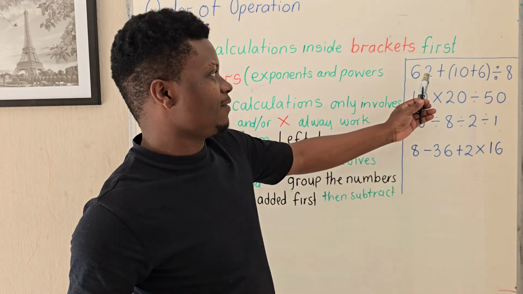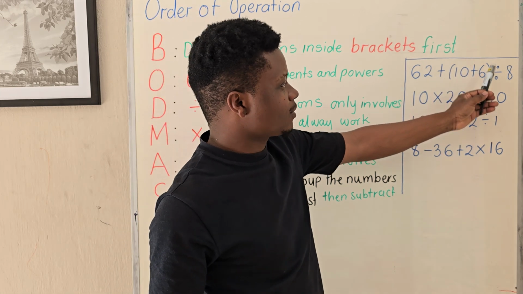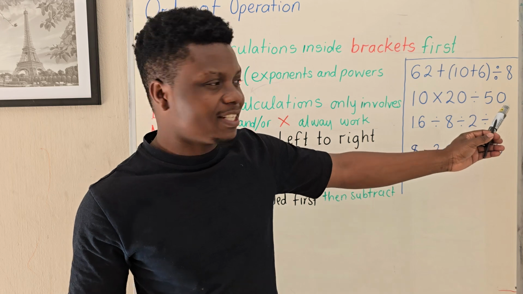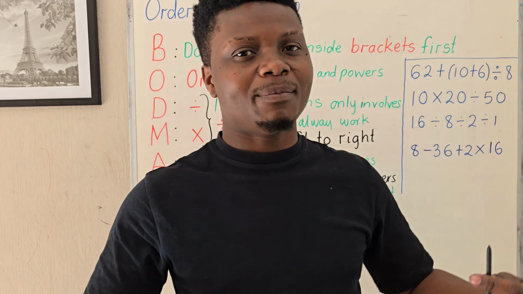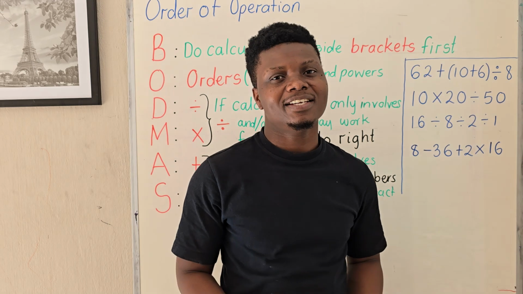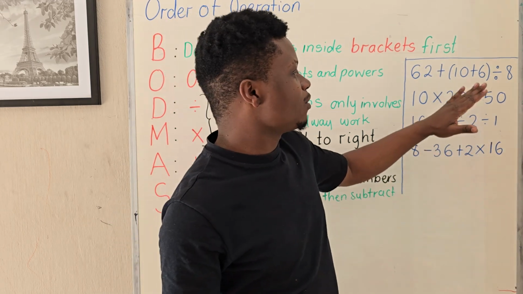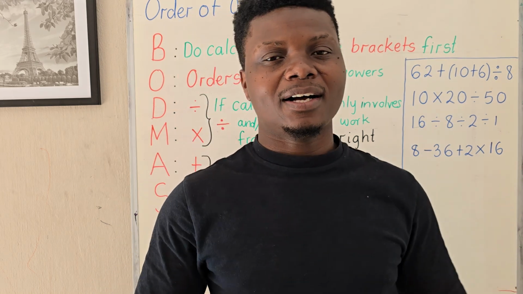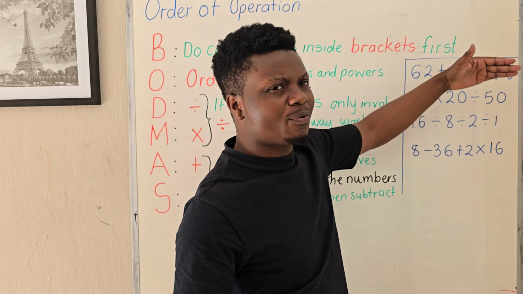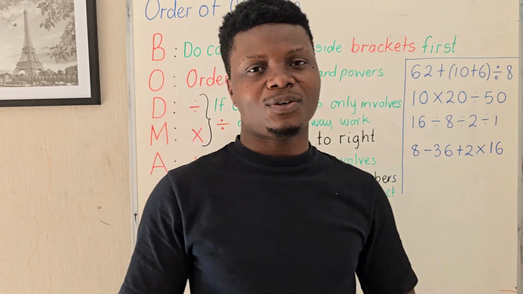For example, you're given 62 plus open bracket 10 plus 6 close bracket divided by 8, or any of these sums that you see down there. We are going to work them right here on Masterandlearnit. So please stay tuned and watch the video to the end so that you don't miss anything. And in the following videos, we're gonna make some videos where we have some square roots and some complicated stuff, but this is just the basic video, right?